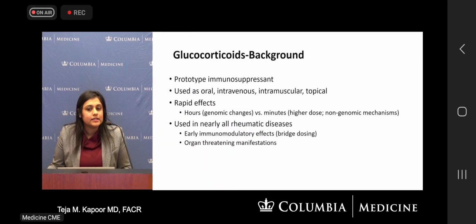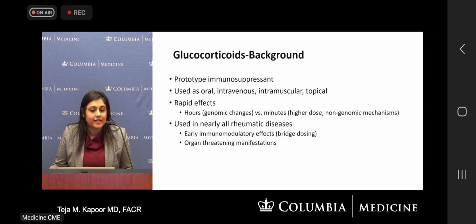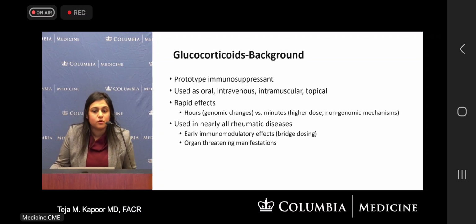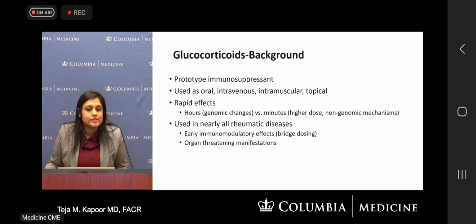And in ANCA vasculitis, their medications take a few months to work and to have a clinical effect. Steroids are the prototype immunosuppressant. They are not specific, but warn all immune system cells to shut down inflammation whenever we need a fast response. Most of the effects of glucocorticoids are through genomic transcription changes, so it still takes about 24 to 48 hours. And then there are some rapid effects at very high doses that go through some of the non-genomic mechanisms. We use this in nearly all of our rheumatic diseases. Because of these early immunomodulatory effects, we have bridging dosing that we use, and it can help with, obviously, organ manifestations.